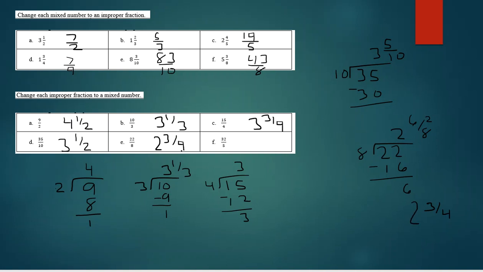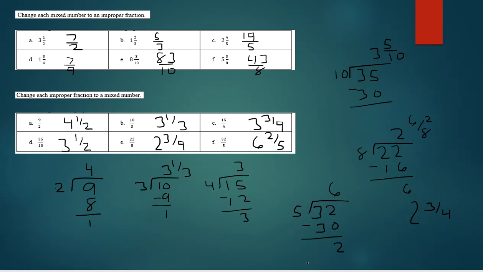Okay, and then the last one, 32/5. Looks like I have some space right here. So 32/5. 5 goes into 32 6 times. 6 times 5 is 30. 32 minus 30 is 2. So we could write this as 6 and 2/5.